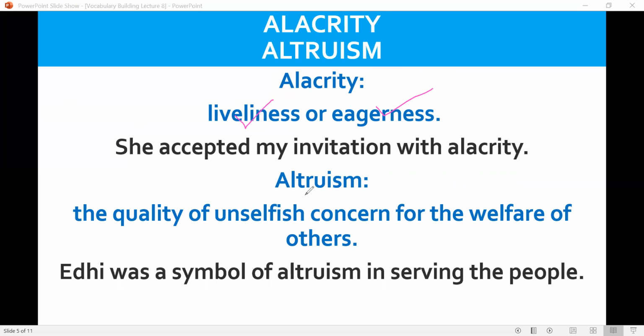Altruism means selflessness, to do something with zeal and zest without thinking one's own benefit while doing something. This is altruism, to serve others selflessly, the quality of unselfish concerns for the welfare of others. Edhi was a symbol of altruism in serving the people.